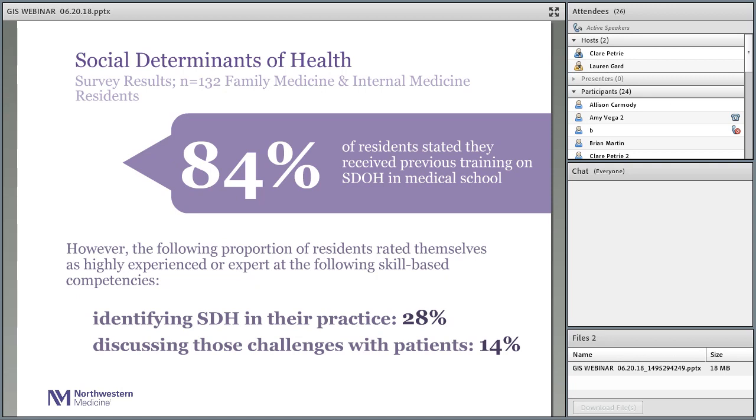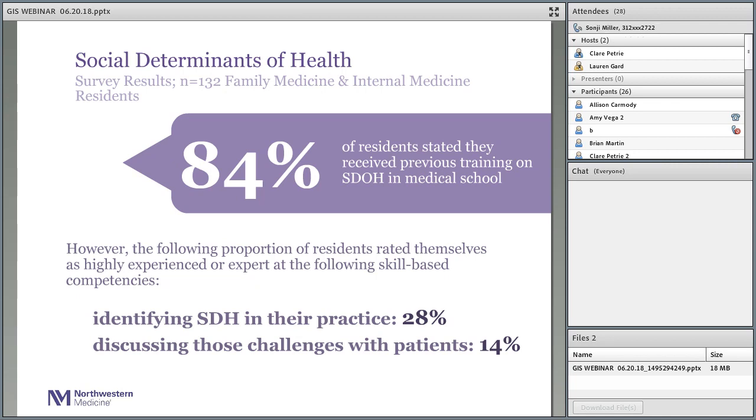Northwestern is a large academic medical center, multi-specialty, tertiary care, in the greatest city in the world. So we have medical students from all over the country choosing to continue their medical training and do residency at Northwestern. So while not all medical schools in the country are represented here, it's a pretty decent representative sample from schools from north, south, east, and west. So 84% is a good number. The problem is that it doesn't seem to be working very well. So only 28% thought they were any good at identifying determinants of health with their patients.